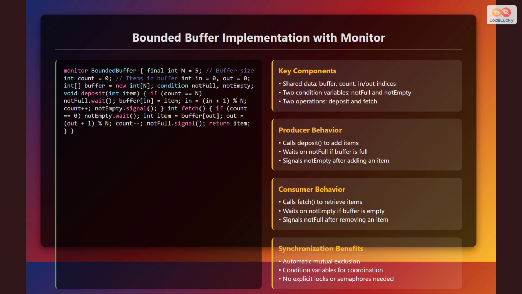Here's how a bounded buffer can be implemented using a monitor. The monitor encapsulates the buffer, the number of items it can hold, which is denoted by the variable n, and the condition variables notFull and notEmpty. The deposit method adds an item to the buffer and waits if the buffer is full. The fetch method retrieves an item and waits if the buffer is empty. This implementation ensures mutual exclusion and proper synchronization between producers, which add items to the buffer, and consumers, which remove items from the buffer.